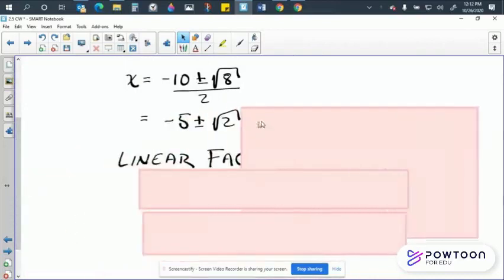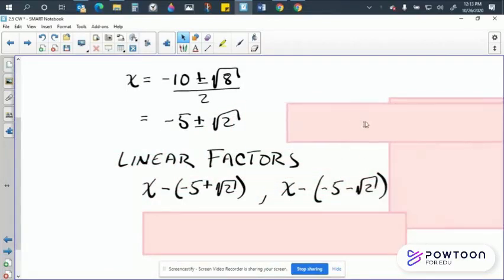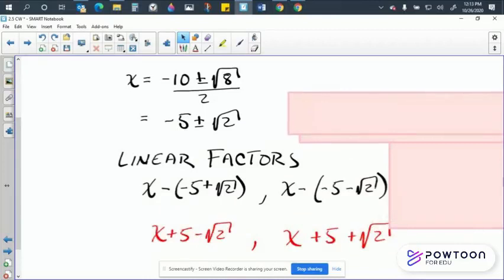That leaves our linear factors being x plus 5 plus the square root of 2 and x plus 5 minus the square root of 2. Just simplifying that a little bit so we don't have the parentheses. Now, these two factors both happen to be real zeros. They're not rational, they're irrational, but they are real.